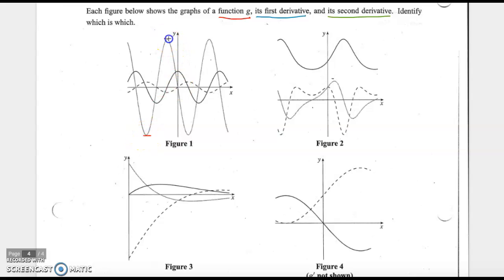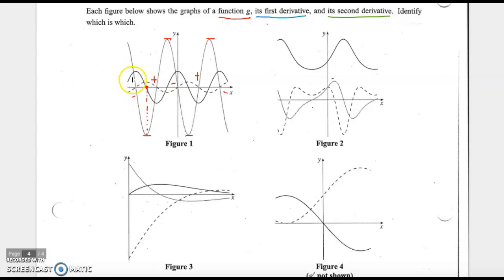Which means that if this is my original function, my first derivative would have to cross the x-axis, cross at 0 for that. But then in between, I also have to pay attention. So my graph would have to be in the negative section and then hit the x-axis, then go to the positive section, then hit the x-axis, negative section, x-axis, positive section, x-axis, negative section. Okay, so we would be looking for either the dark solid line or the dotted line to start in the negative section, and then here we would want it to hit 0.